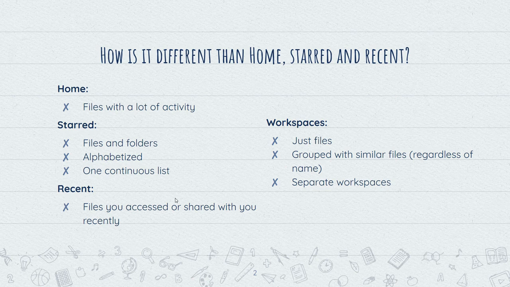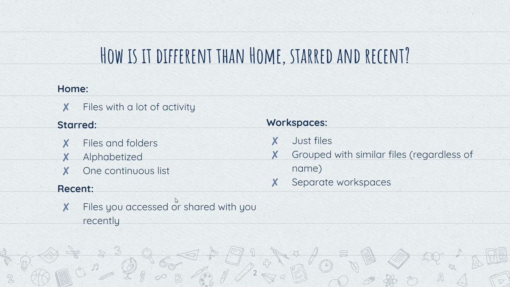You also have your starred area, which allows you to put files and folders that you need right now. For educators, this is oftentimes your current unit and the materials involved in the unit that you're working on in your curriculum. But everything in your starred area, much like your drive, is always alphabetized and it is one continuous list. Then you also have your recent area, which shows you files that you've accessed recently or were shared with you recently. So lots of different ways to organize.